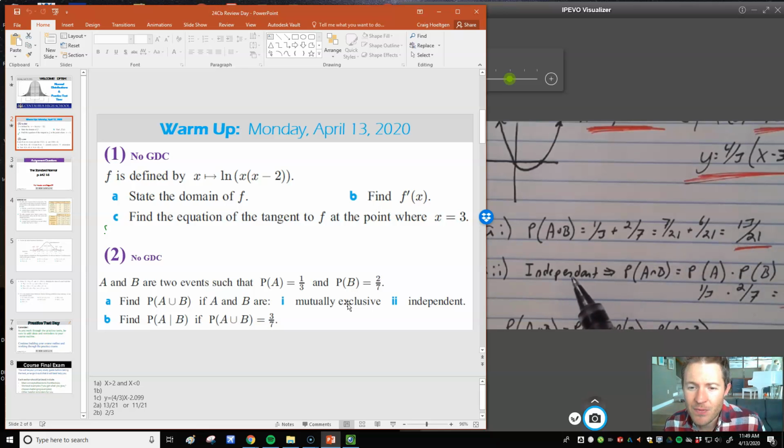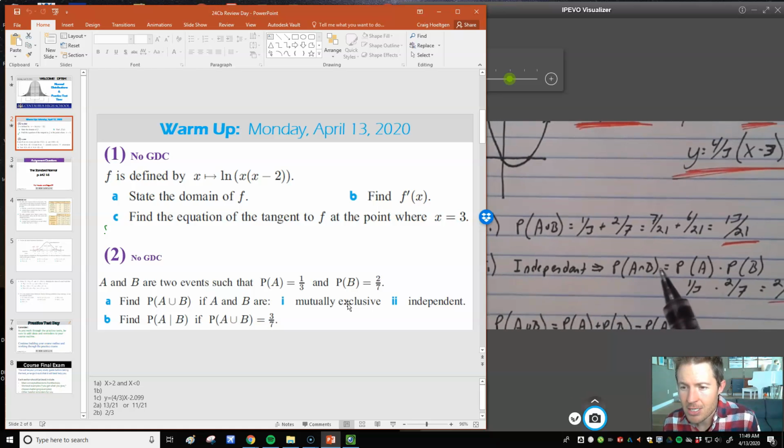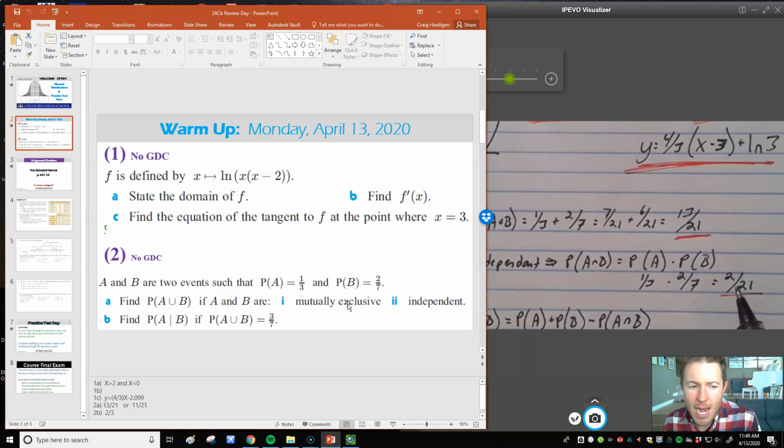Okay, independent now is fundamentally different. Independent means there can be overlap. It's just they don't impact each other. Again, an example is like pulling a card out of a deck and rolling a die. They can both happen. You could get a 6 and a 6 from both events. They just don't affect each other. So those being independent, we're using this definition. The definition of independence is that the intersection is just equal to the probability of one times the probability of the other. So because I'm told they're independent, I can find the intersection by multiplying those two individual probabilities, and I get 2/21. Okay, let's look at part C here.